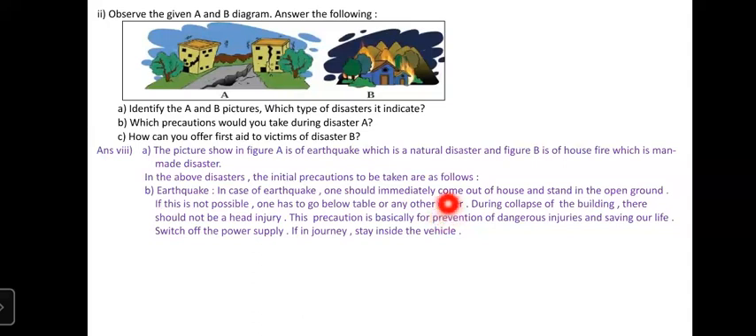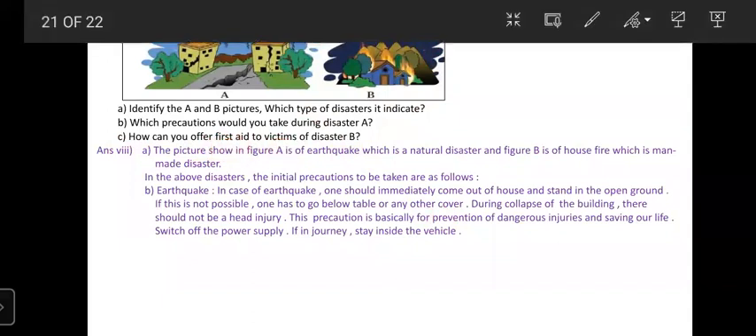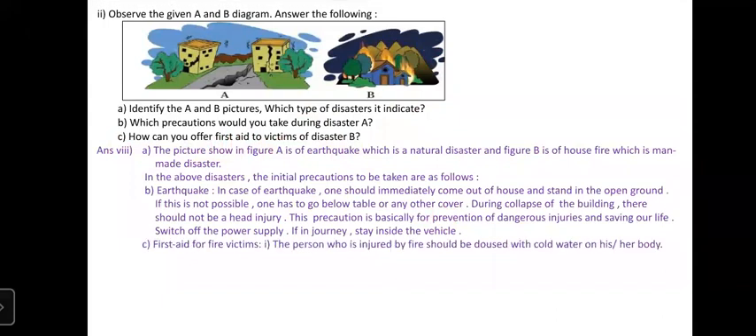Got it? Part C: how can you offer first aid to victims of disaster B? So this disaster B was fire, isn't it? House fire. So first aid to those victims of burns. What type of first aid can you provide? C, first aid for fire victims.